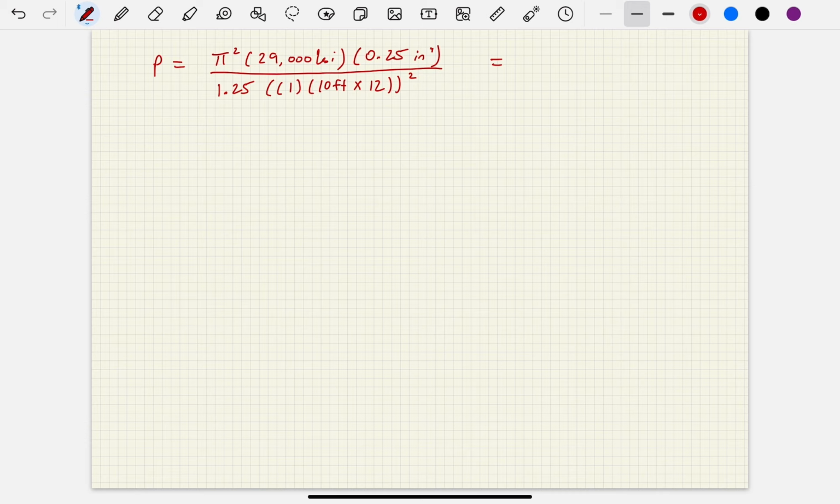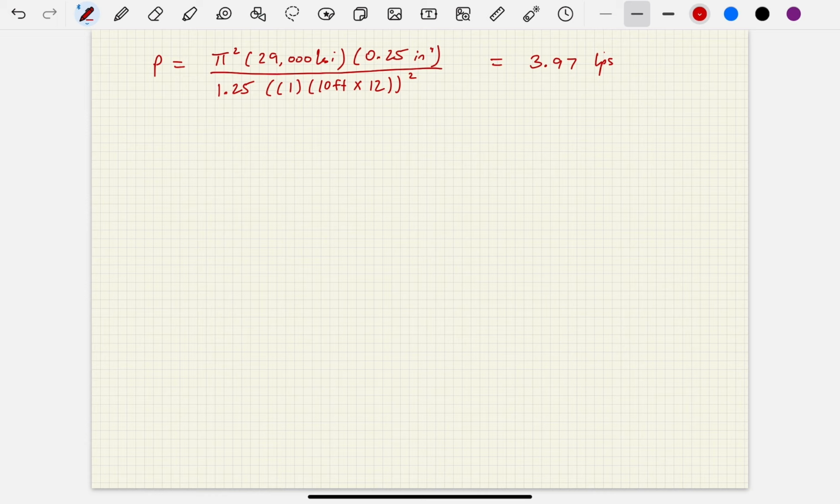And so I can crank this through, and I'm doing that in my calculator right now, so you can do it along with me. 3.14 pi squared times 29,000 times 0.25 divided by that factor of 1.25, and then also divided by 10 times 12 squared, okay? And so when I crank this through, I get 3.97 kips as P.